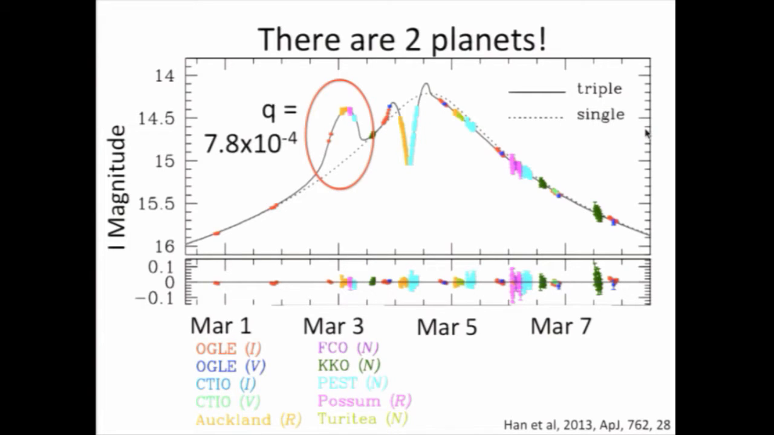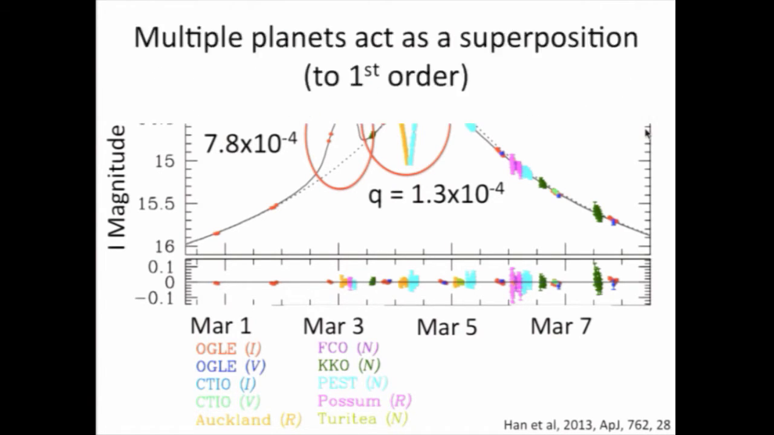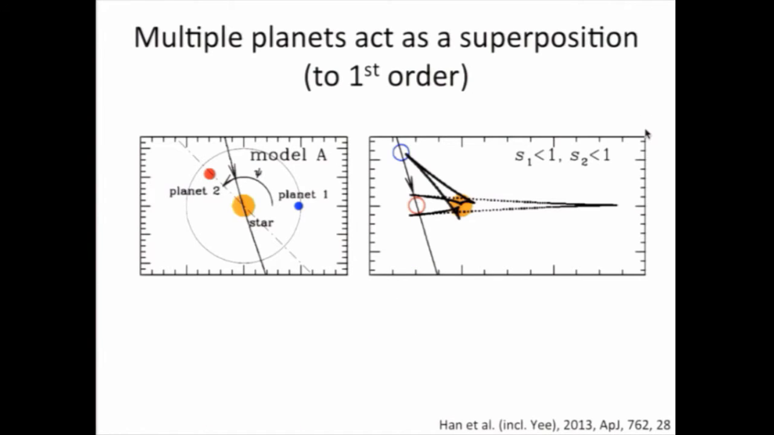You've got a mass ratio of 7.8 times 10 to the minus 4 for that big one. And then you have a very classic dip structure, which we know must be due to a planet, from a slightly smaller planet. And so there are 2 planets in here. And what's cool about 2 planets is that the caustic structure looks pretty much like the superposition of the planets individually. And so that's pretty cool.